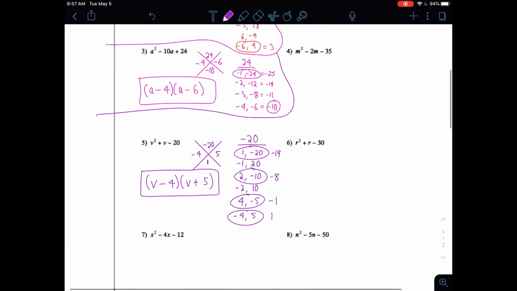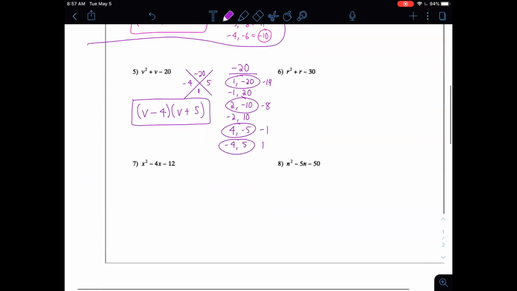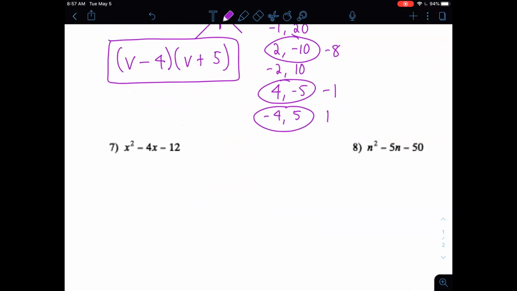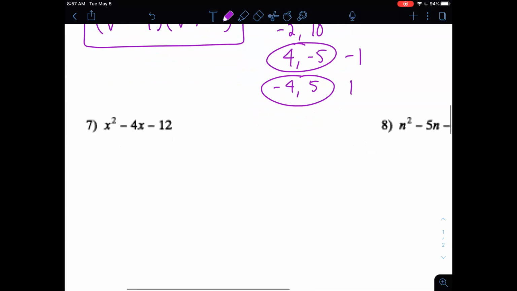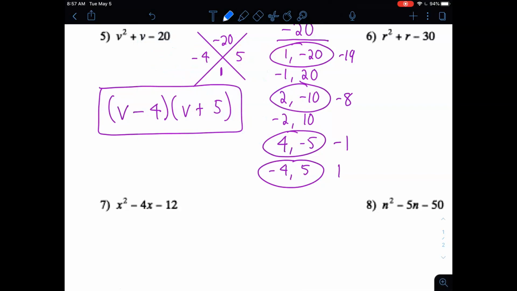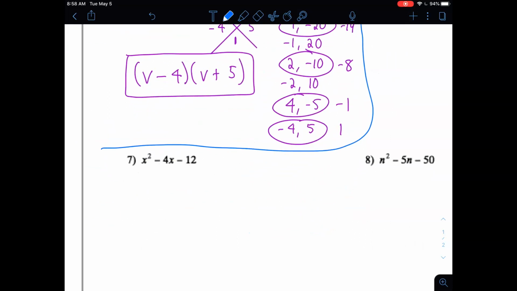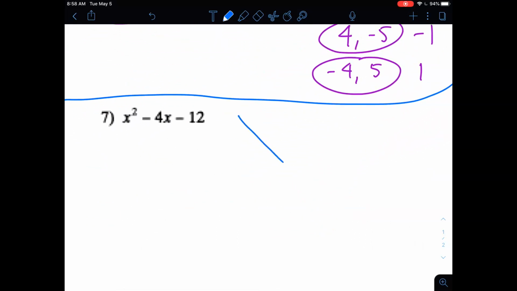All right, we're going to do 2 more together, and we'll probably do 7 and 8 together, and then you guys will try the rest on your own. And we're going to do 7 and 8 the quicker way without guessing and checking so much. Okay? All right, so we need factors of negative 12 that add to negative 4.